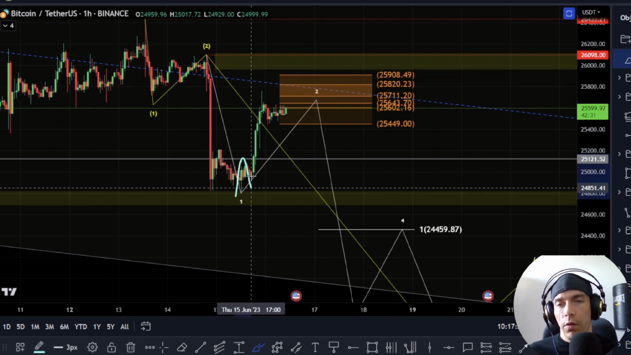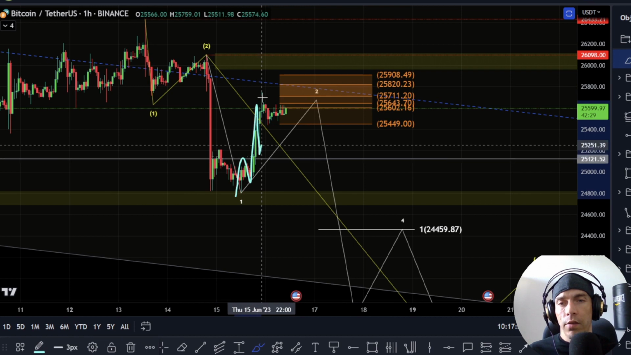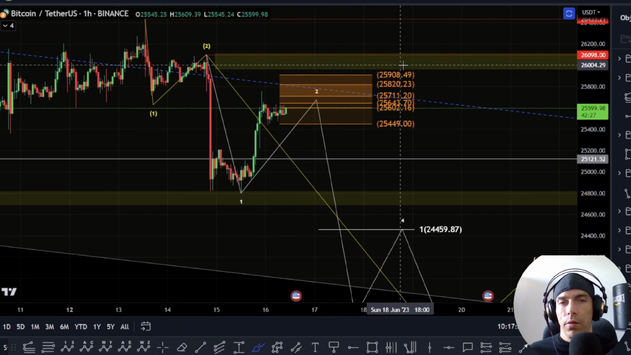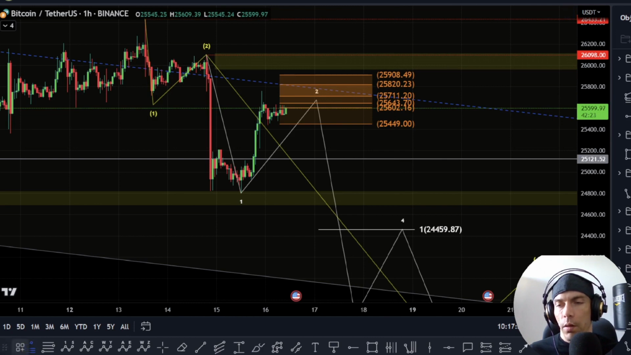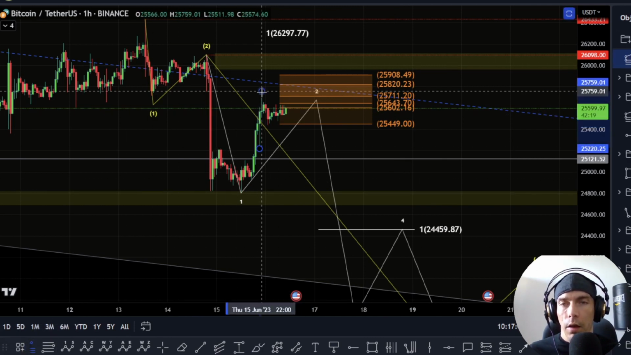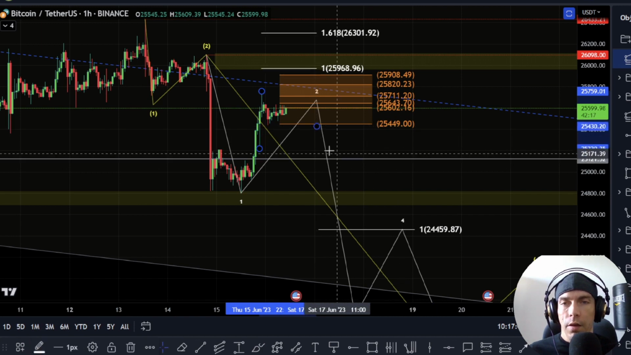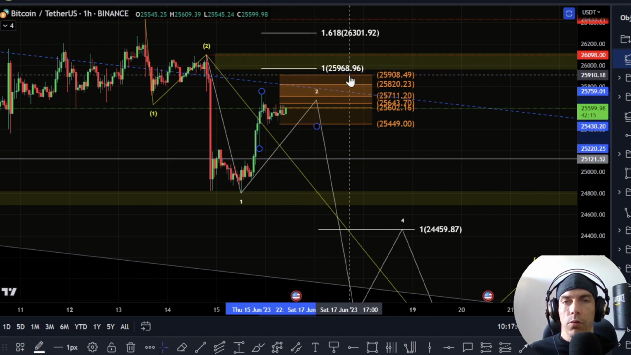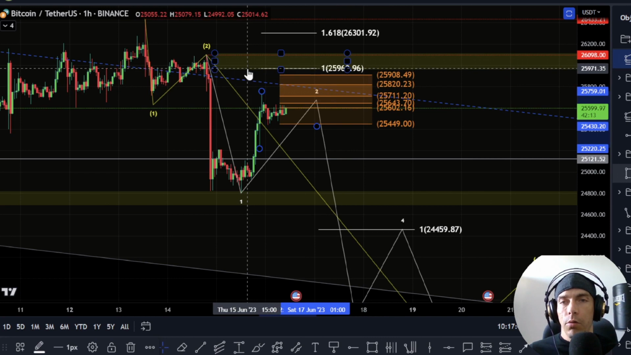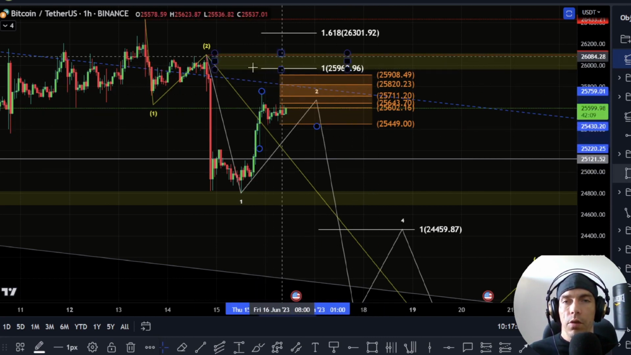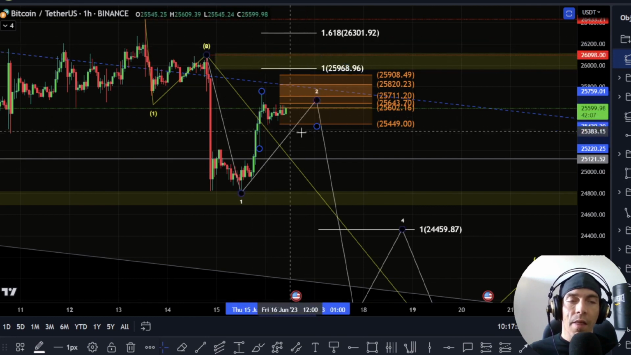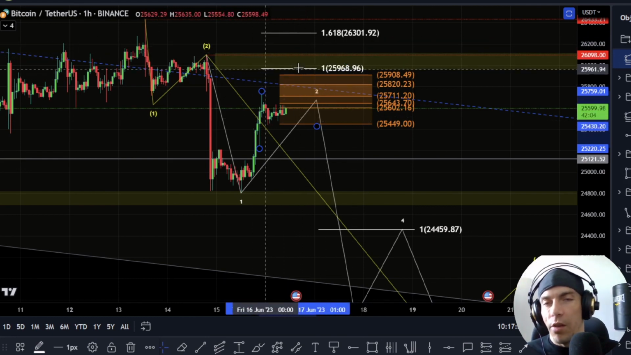However, if we want to argue that this is ABC, X, ABC, what we could see is price move up one more time here towards this 25,908. Now, if I throw a fib onto this point and put it back into here, we can see that this 1-to-1 is actually here at this 25,968 area, which would tie in with coming back into this box. So we're going to go over another couple of reasons why this level is going to be important and why we could actually see some reactions off of there.